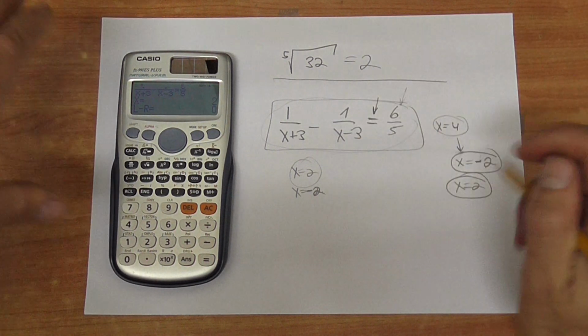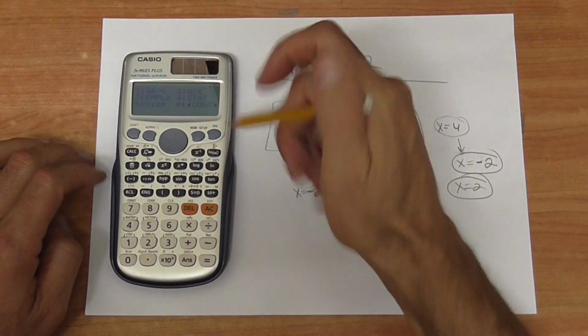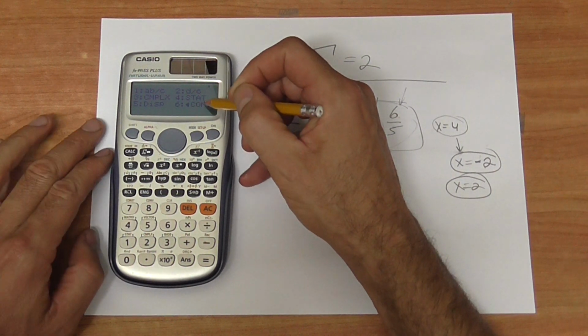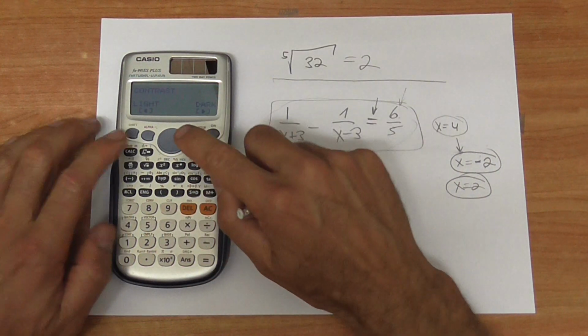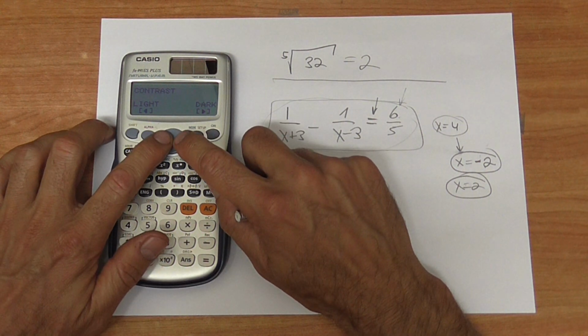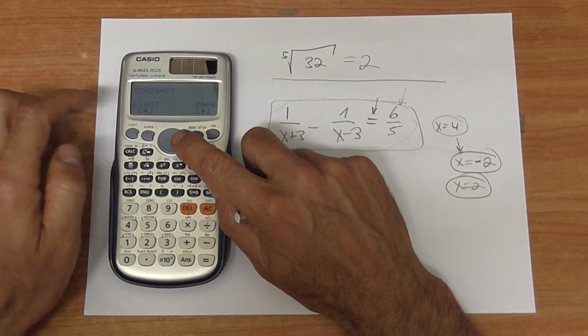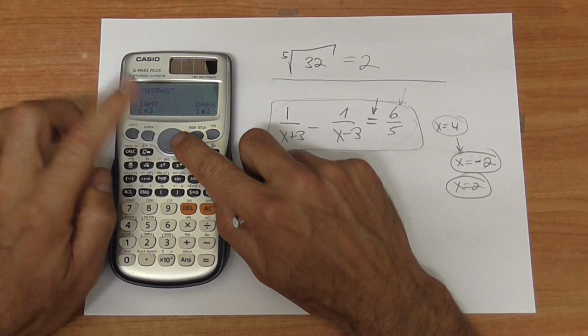Okay, one last thing I want to show you. Shift mode, down, cont. It means contrast, 6. You can go like this, which is dark, like this, which is light. So if it's like this, it doesn't mean that your batteries are out. Play with it a little bit.